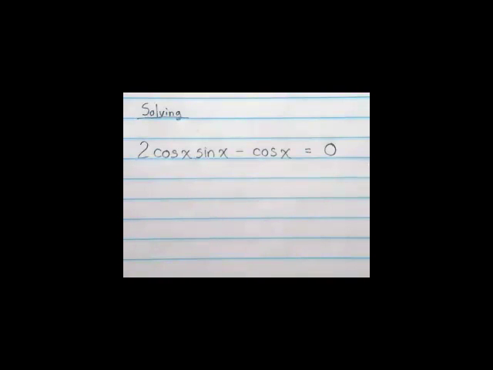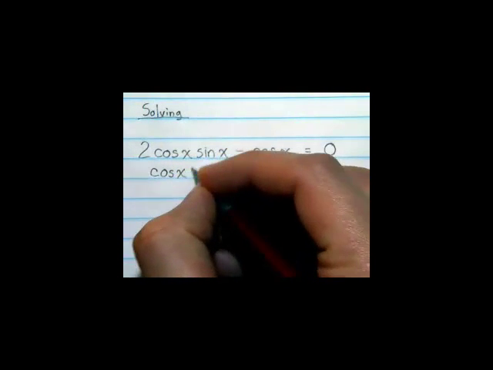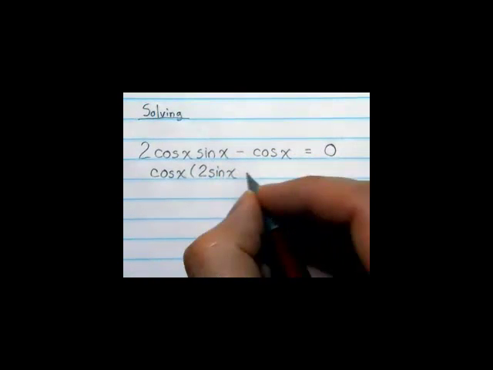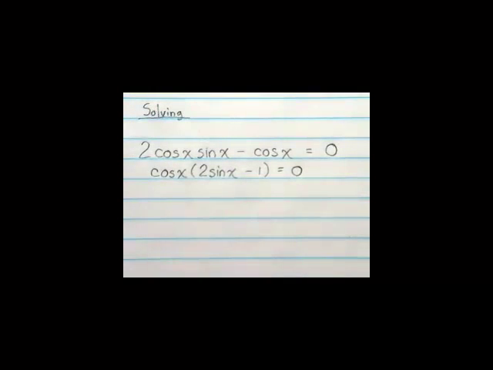Okay, so what do you guys think? We got 2 cosine x sine x minus cosine x. Yeah. Okay, do a little factoring here to get started. That's a good idea. So if we take out the cosine, we end up with that. Now, are there any identities that are going to help us to break this down any further?